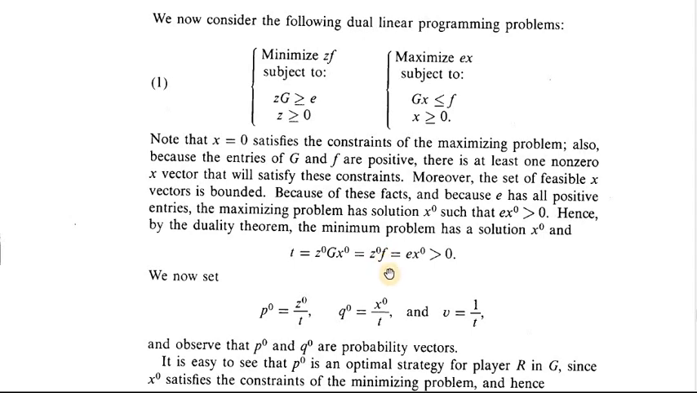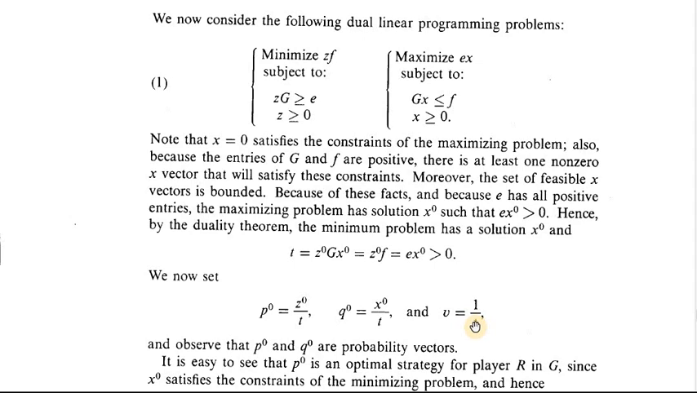Similarly, I can take this equation T equals EX0 and divide both sides by T, and that will give me 1 equals E times X0 over T. Now, E times X0 over T is simply the sum of the entries of X0 over T, which means that X0 over T is a probability vector. Then finally, it turns out that the value of the game is not this value of T, which was the value for our optimization problem, but it's 1 over T.